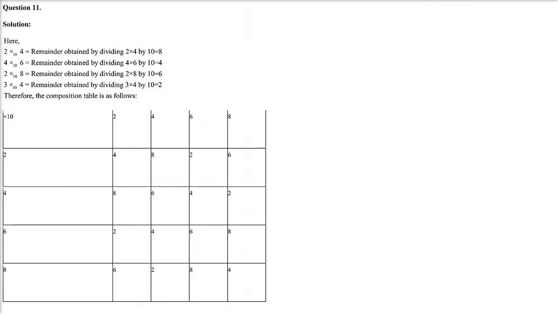Question number 11. Write the composition table for the binary operation multiplication modulo 10, x10, on the set S. The set is also given: 2, 4, 6, 8. We have already done this kind of question on operation tables, composition tables, binary operation tables. So what you have to do is just write x10 here.